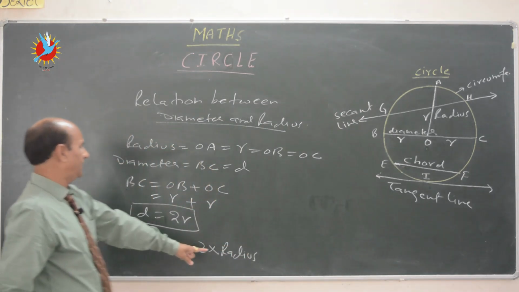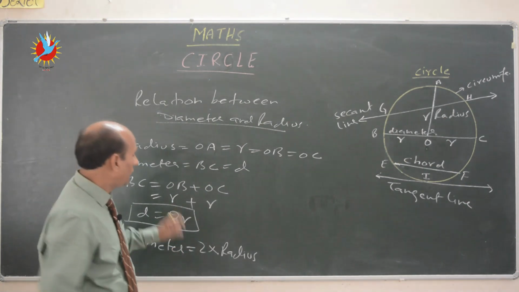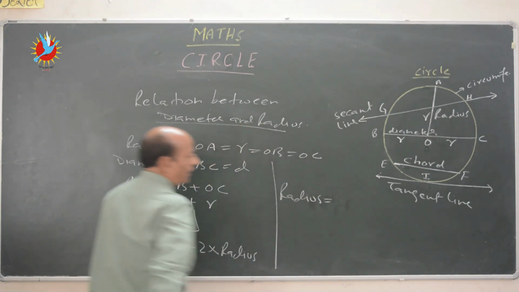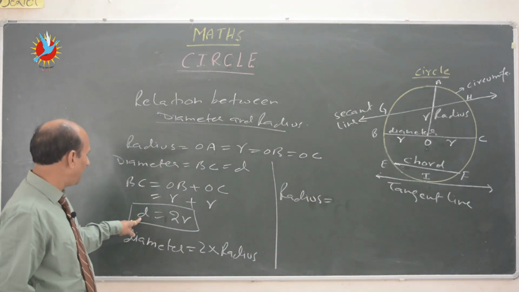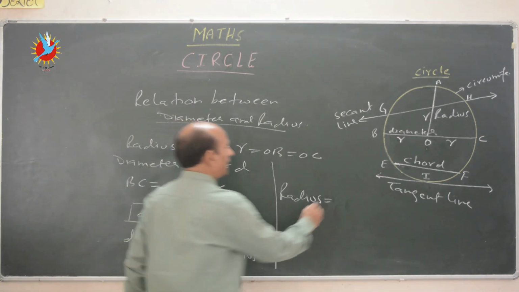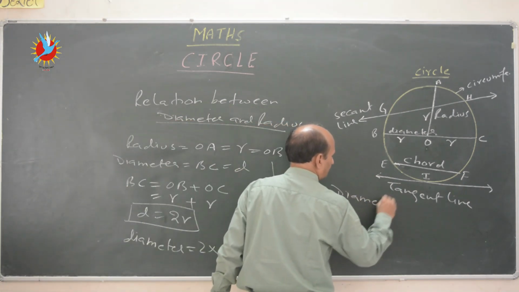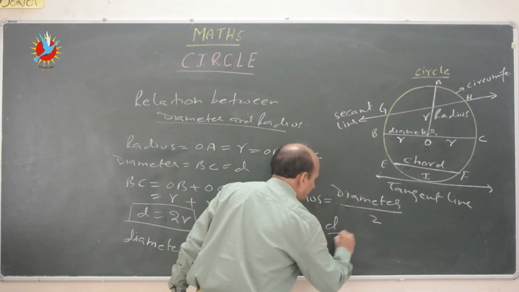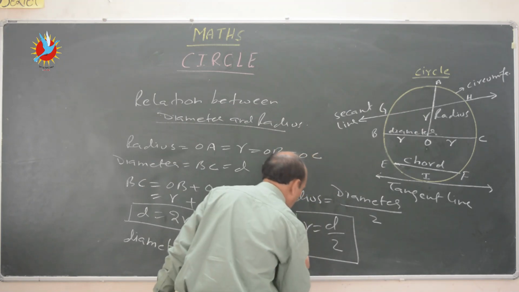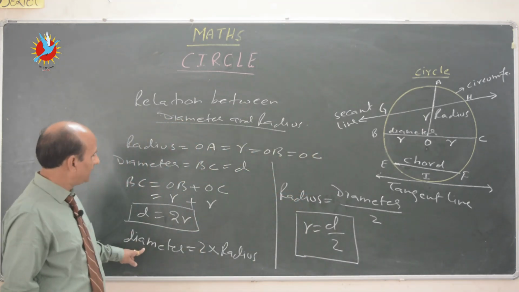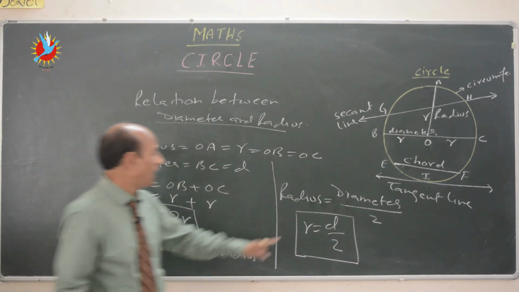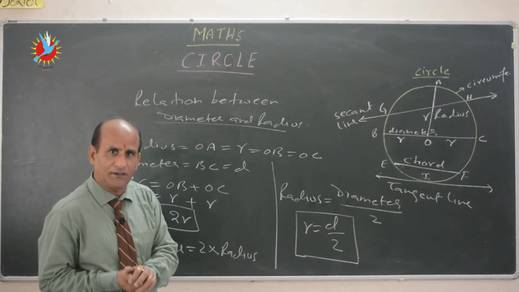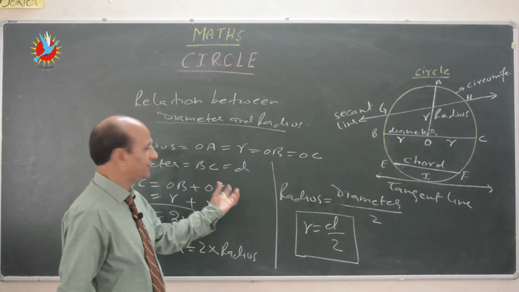So if radius is given, you can find the diameter. Now what is the value of radius? If we divide the diameter by 2, then you will get radius. So the value of r is diameter divided by 2. So diameter is twice the radius and radius is half of the diameter. So these are the two formulas which we will use for calculating the simple problems.